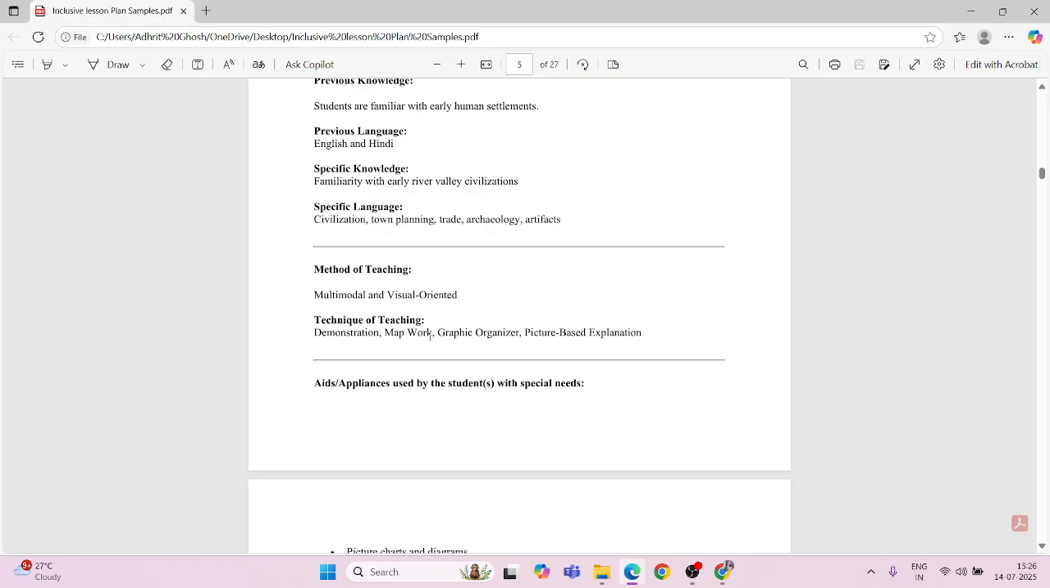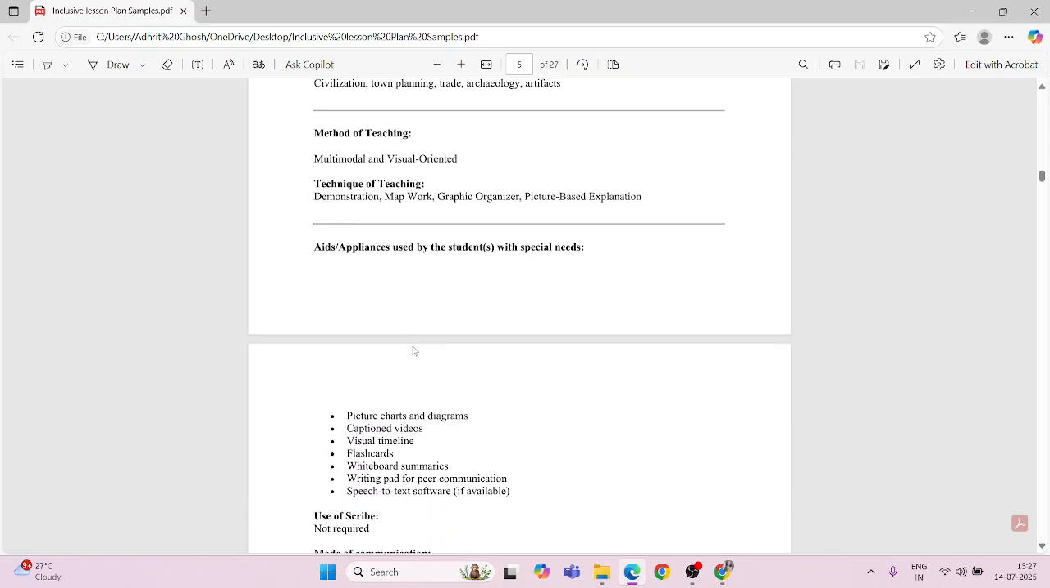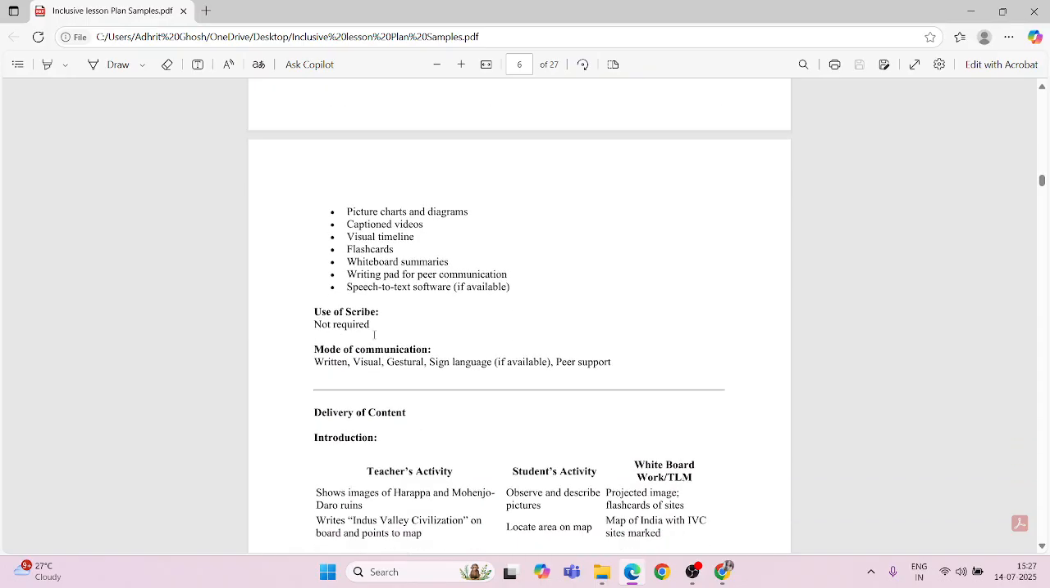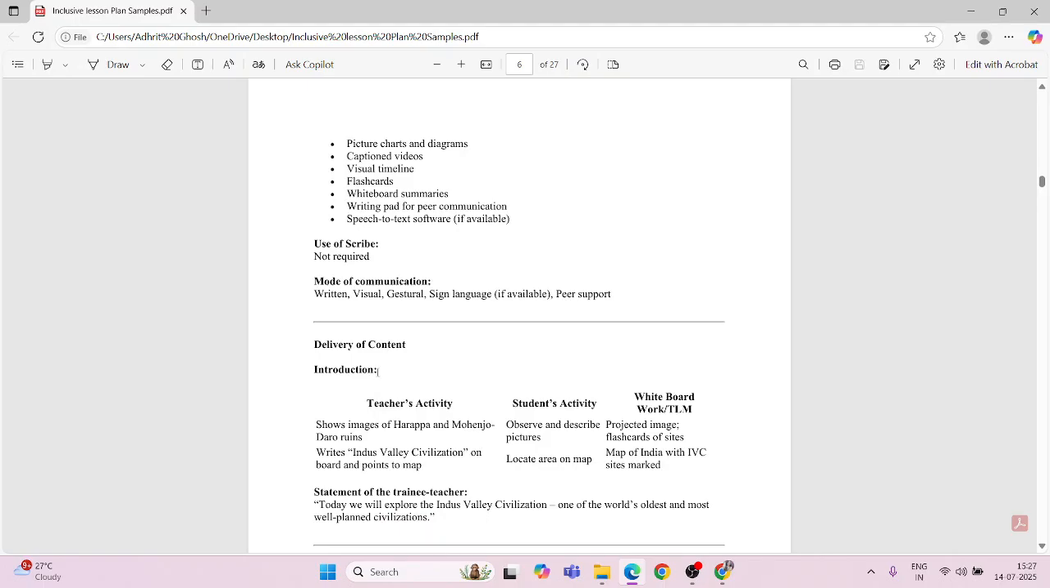And then the method of teaching that you are using, that is multimodal and visual oriented, because this is an auditorily impaired child, so you will have a multimodal lesson, and it will be more visual oriented. The technique of teaching will have demonstration, map work, graphic organizer, picture based explanation, more of the visualization part. Then the aids and appliances used specifically for the special child. Use of scribe here not required. It may be required for a child with visual impairment. We'll do one sample for visual impairment as well. Then the mode of communication: what are the different modes of communication to be used in the class?